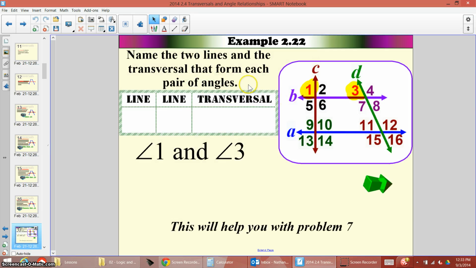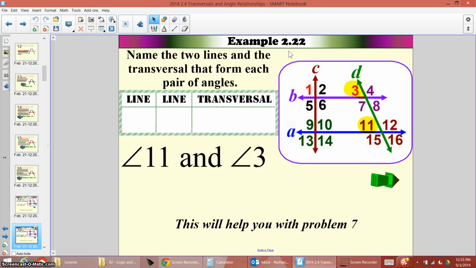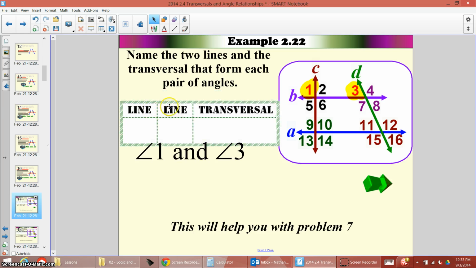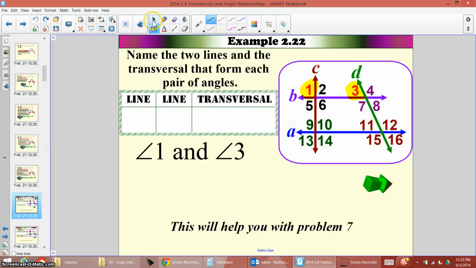Alright, now, the names. We're going to name two lines. This is example 2.22. Name the two lines and the transversal. So the two lines in this situation are C and D. Oh, let's see, I'm supposed to write this out. I don't have my stylus out. That's terrible. Gotta pull up my pen. So the lines are C and D, and the transversal is B. You see how that works?